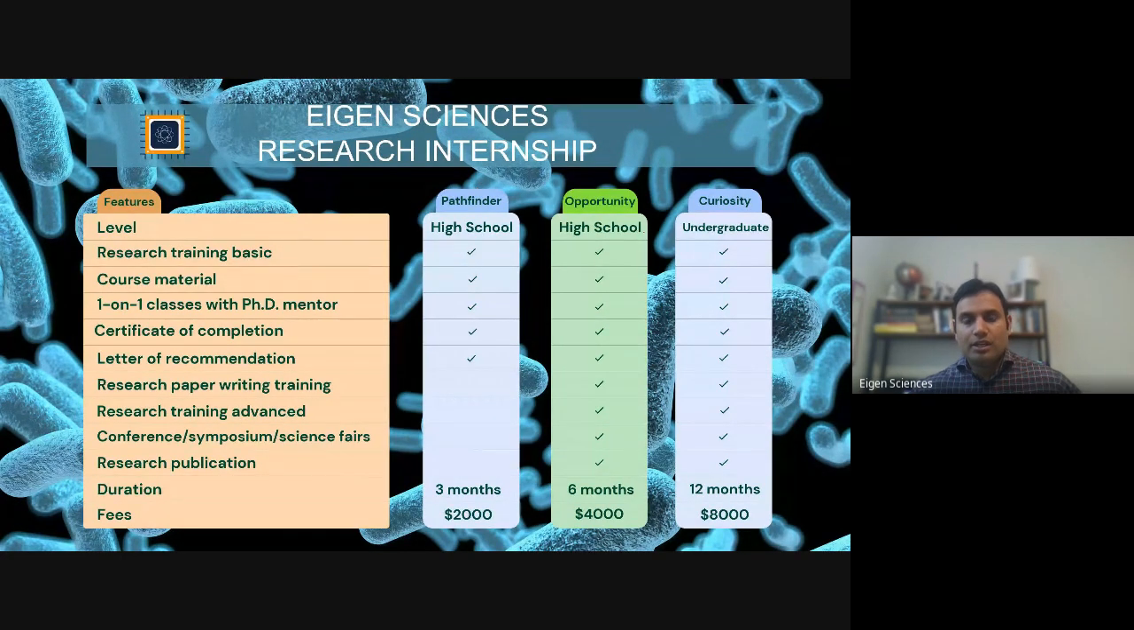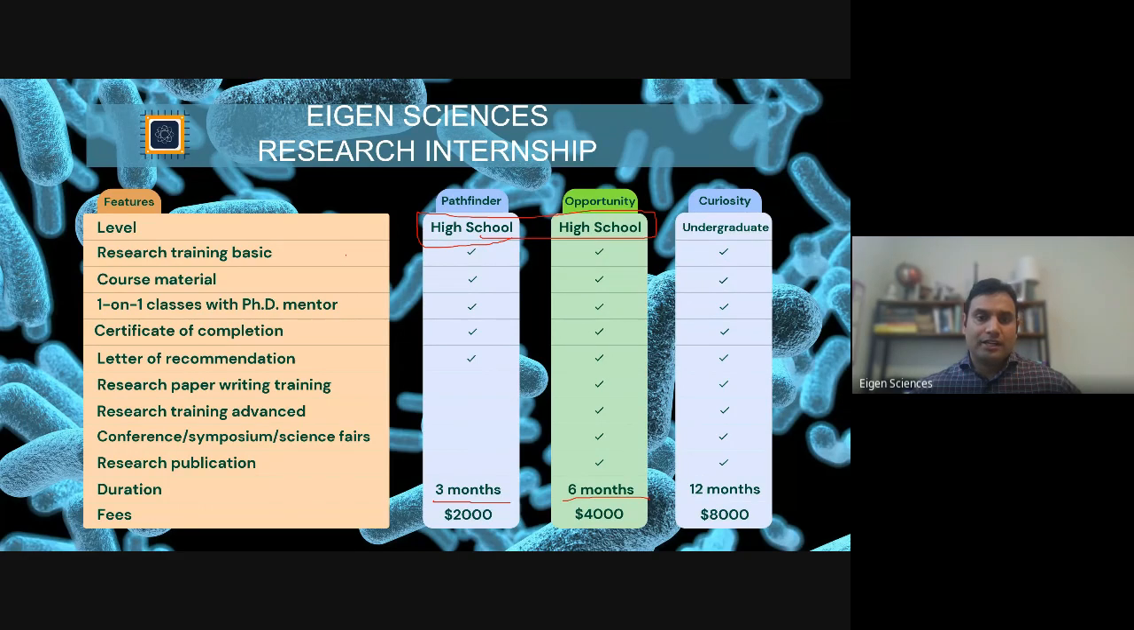So it is for high school kids and also undergrad. If you have a high schooler, then these two are for you. Very easy: 3 months is 2000, 6 months is 4000. Obviously with 6 months you get more data, more work done, and you get more things in your bag.